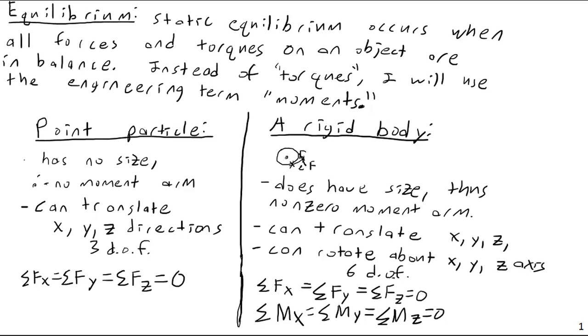So for a point particle, the components of all the forces on each of the axes must add up to 0. For a rigid body, the moments about each of the axes must also add up to 0. And that's the fundamental difference. So what this ultimately brings us to is the 3 equations of equilibrium.